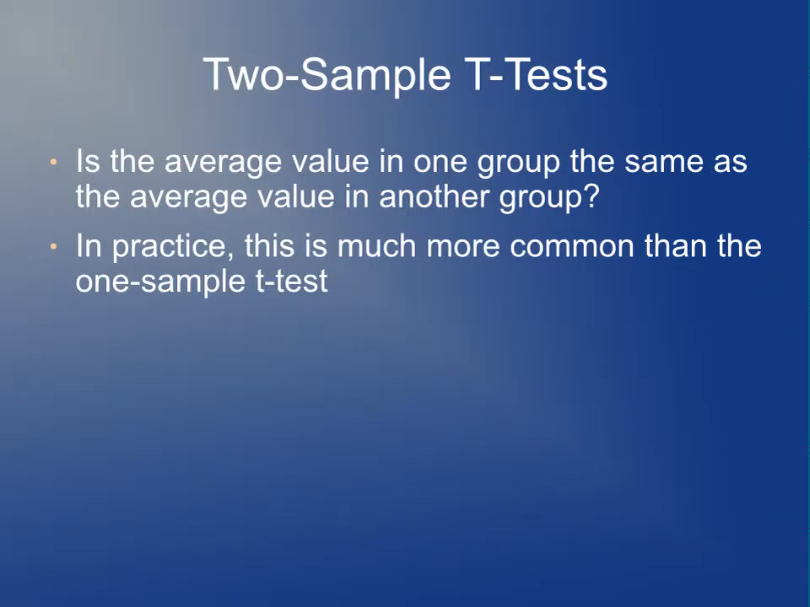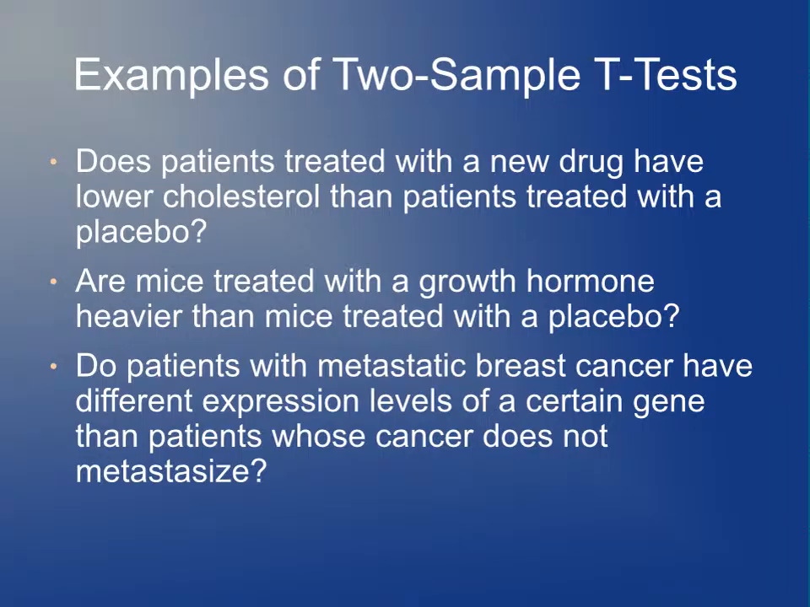In practice, you'll want to do this a lot more often than you will want to do a one-sample t-test. For example, examples of situations where you might want to use a two-sample t-test is, say you want to answer the question, do patients treated with the new drug have lower cholesterol than patients treated with the placebo? You would administer the active drug to one group, the placebo to one group, and then you would want to test the null hypothesis that the mean cholesterol levels in the two groups are the same.